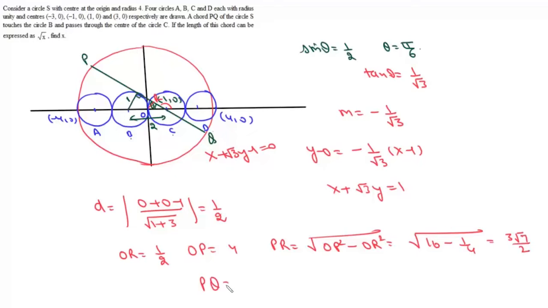And PQ is basically 2 times PR, which is simply 3 under root 7, or we can simply write this as under root of 63. So we have expressed it as under root x. So basically the value of x here is 63.